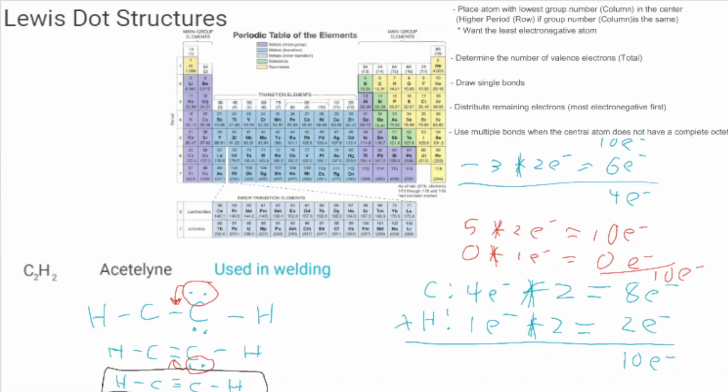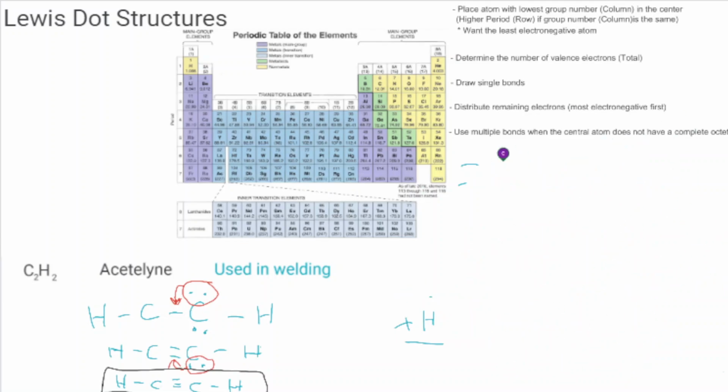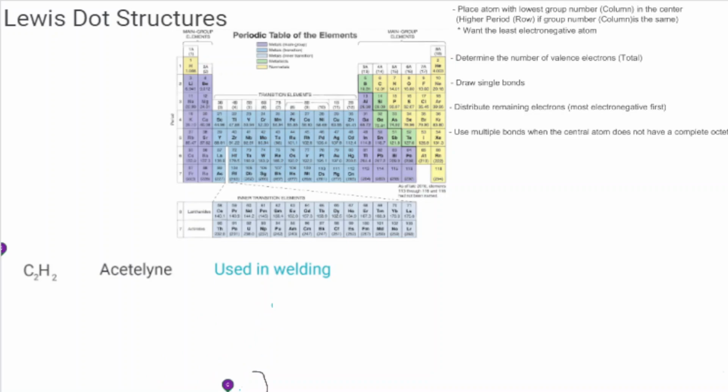Alright, so there's one last topic I did want to discuss with you guys while we're going through examples. And that is resonance structures. And so to help demonstrate resonance structures, I was going to go through ozone as an example. Now, ozone is kind of important. It's what helps protect us from radiation from the sun.